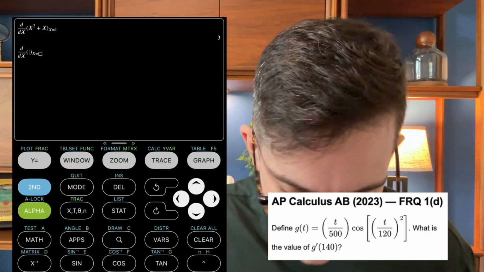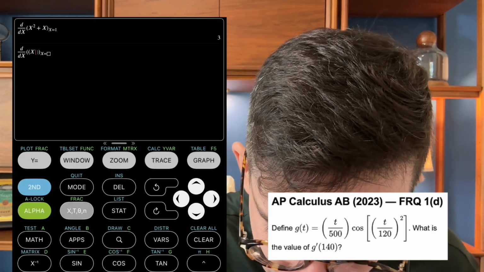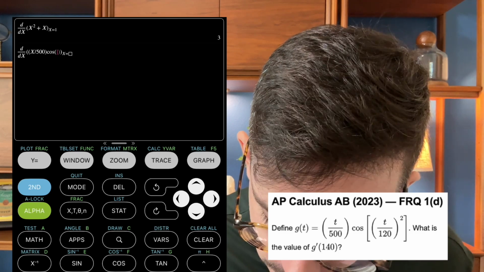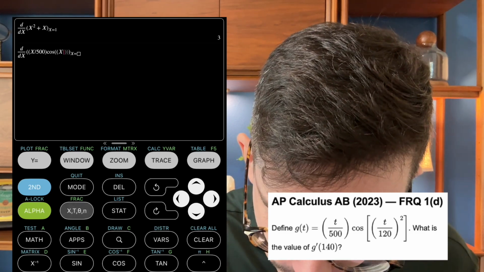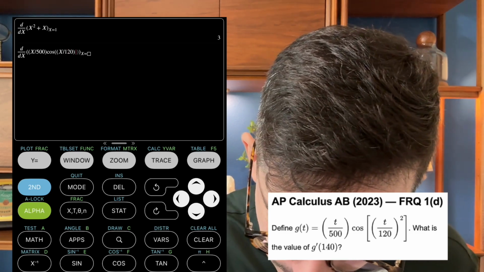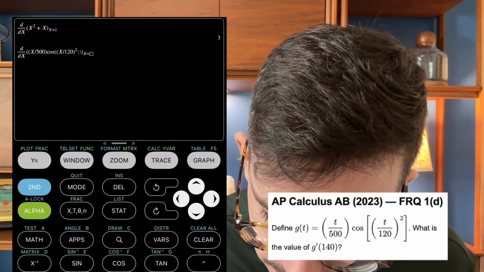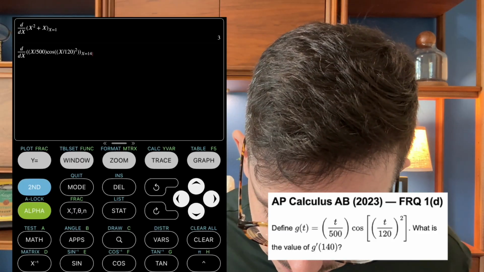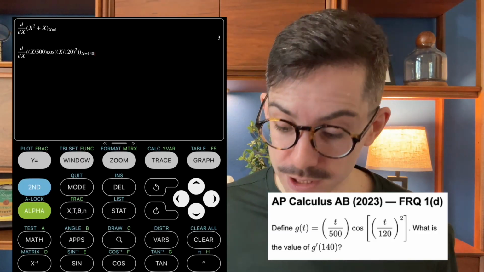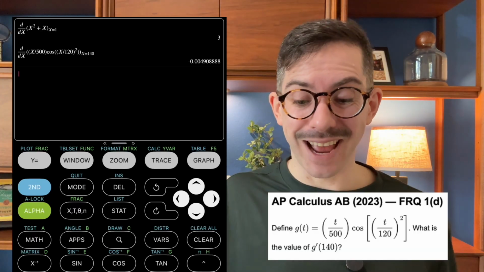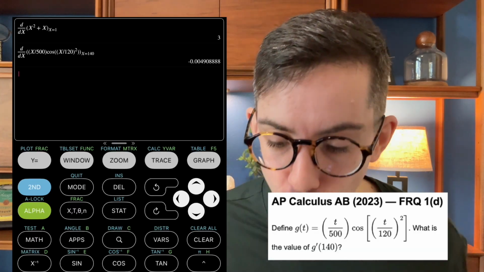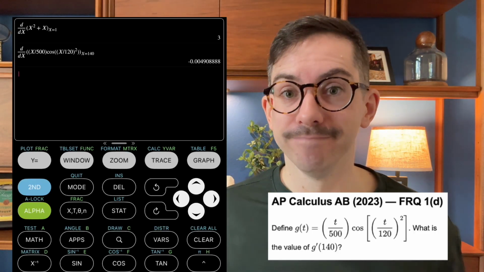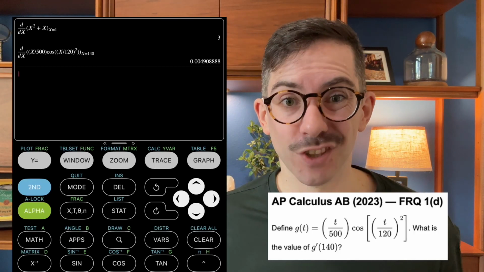So what is my expression? Well, it is the variable divided by 500 times cosine of the variable divided by 120. I'm squaring that quantity, closing out the cosine, and then I'm evaluating at the variable being 140. So when I hit enter here, I get this numerical approximation, which to 3 decimal places is negative 0.005. That's our answer. There's nothing more to it.